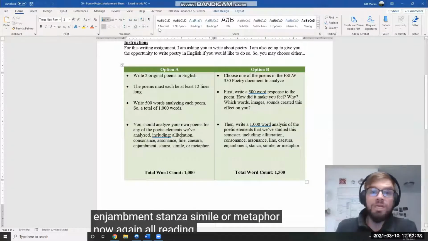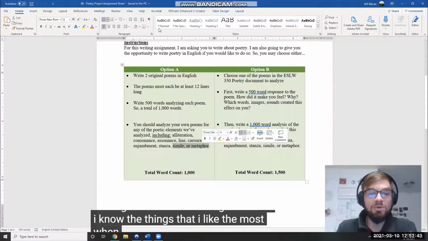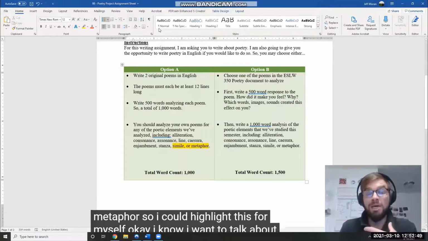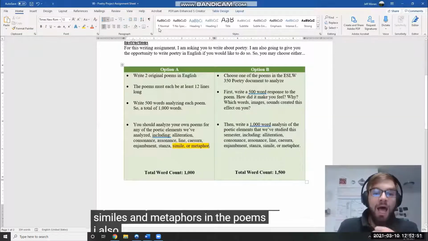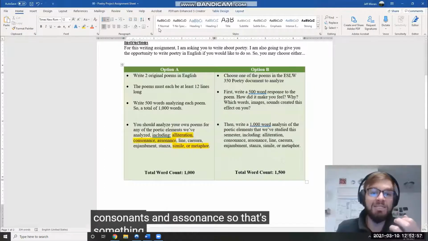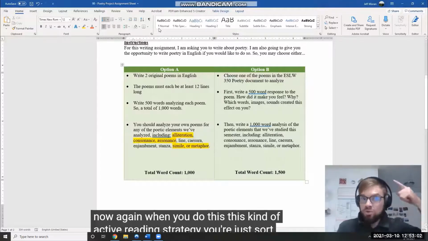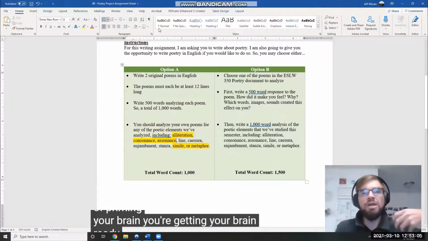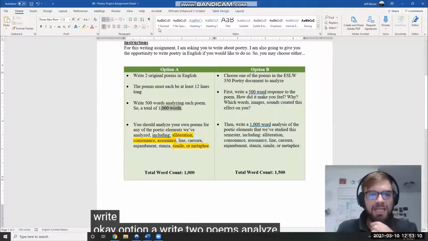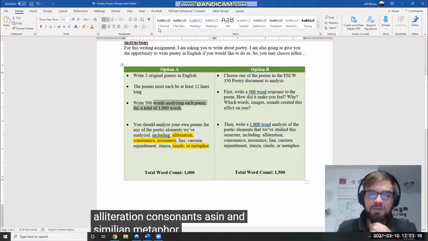Now again, all reading can be thoughtful, strategic, and active reading. For me, I know the things that I like the most when I think about poetry are simile and metaphor. So I could highlight this for myself. Okay, I know I want to talk about similes and metaphors in the poems. I also really like these sounds: alliteration, consonants, and assonance. So that's something I want to talk about. When you do this kind of active reading strategy, you're priming your brain, getting your brain ready for when you start to actually write. Okay, option A, write 2 poems, analyze your own poems, and the things that I would want to analyze would be alliteration, consonants, assonance, simile, and metaphor.